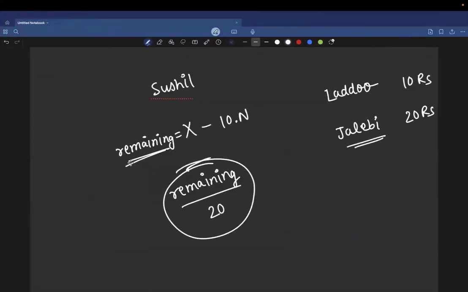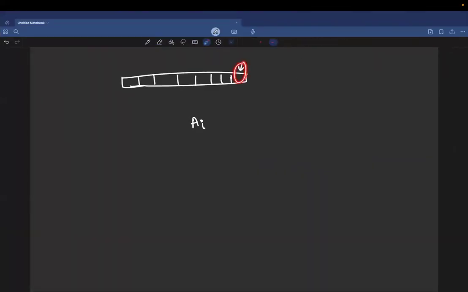So the problem is like this. There is a queue in front of that sweets shop. There are people in this queue, and Sushil is the last guy right now. The ith person has A_i amount of rupees. And Sushil, who is the last guy, is impatient. So he decided that he will bully the people who are just in front of him. This is the front of the queue right now, and this is the back. Sushil is right at the back. So he will try to bully the person who is just next to him.